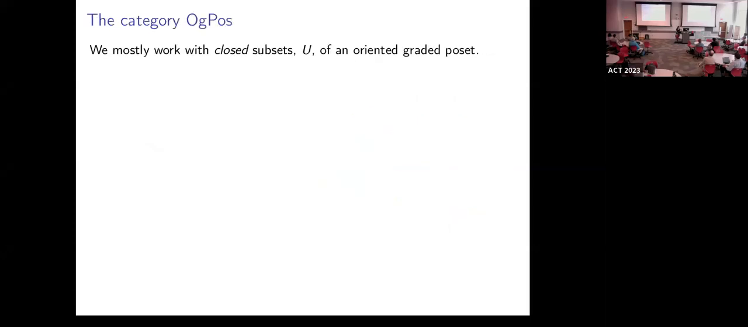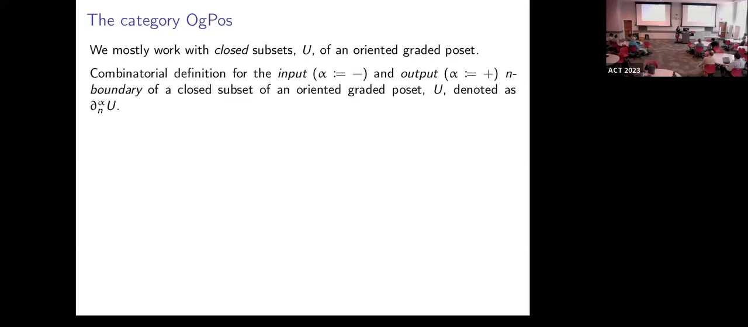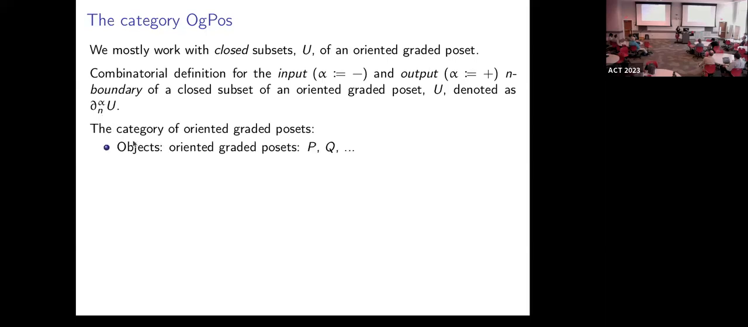Okay, so now we mostly work with closed subsets of an oriented graded poset, and by closed I mean the downwards closure. And we can now give combinatorial definitions for the input and output n-dimensional boundaries of a closed subset of an oriented graded poset, which we denote with ∂ⁿ_α U. So we can then define the category of oriented graded posets in which objects are oriented graded posets, and then a morphism from P to Q is a function of their underlying sets, satisfying for all n and alpha this equation, which means that the boundaries are preserved.